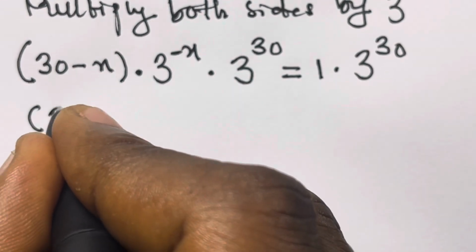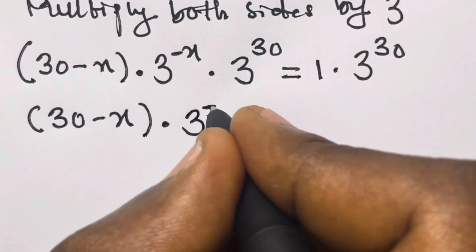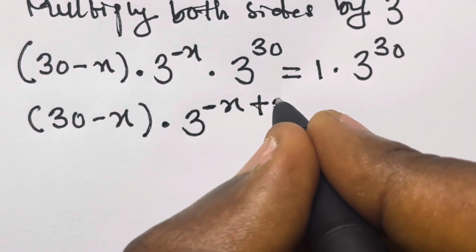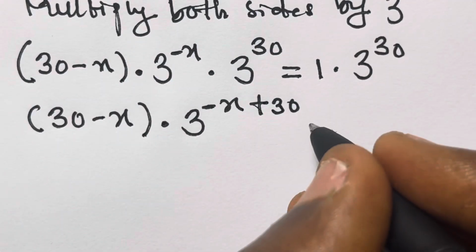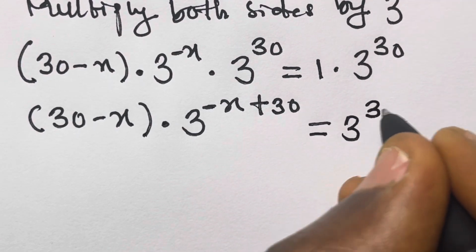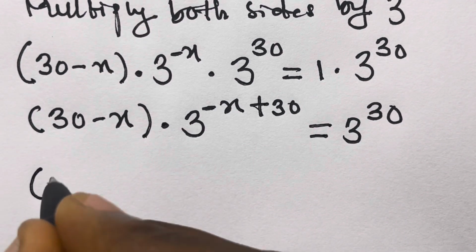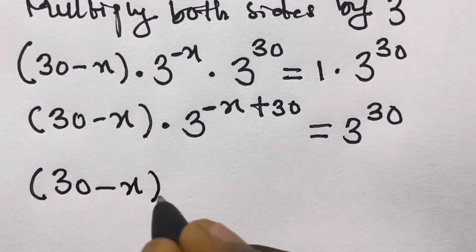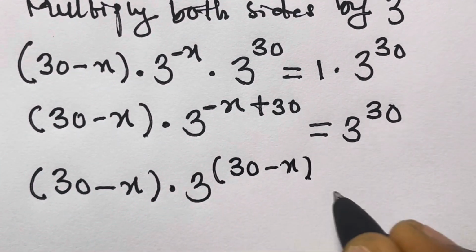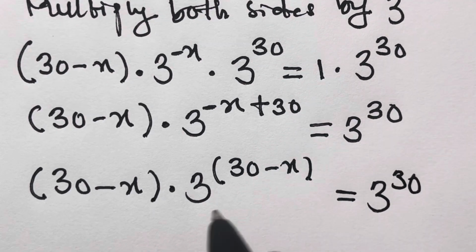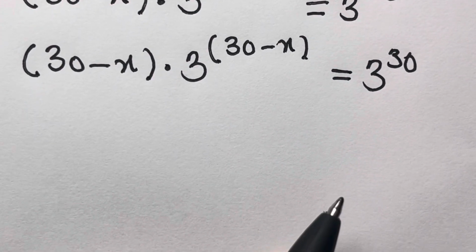So we have 30 minus x multiplied by 3 raised to the power minus x plus 30. From the law of indices, when numbers with the same base are multiplied, their powers are added. So this equals 3 raised to the power 30. You got it? So we have 30 minus x multiplied by 3 raised to the power 30 minus x equals 3 raised to the power 30. So you observe that we have the base and the power the same now.